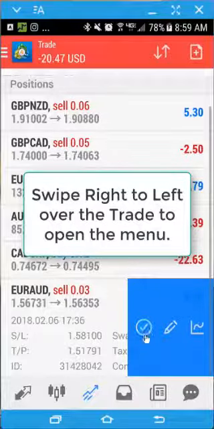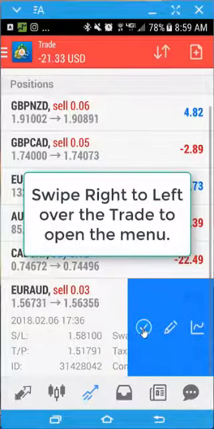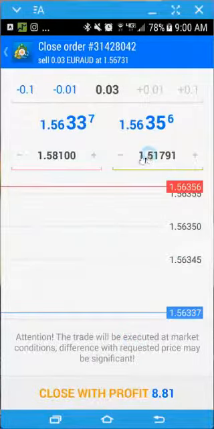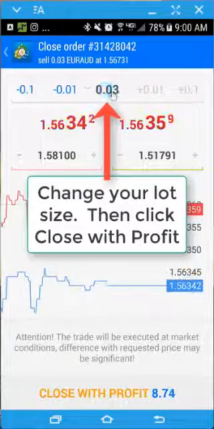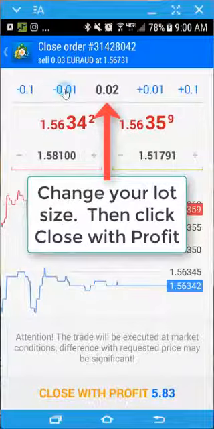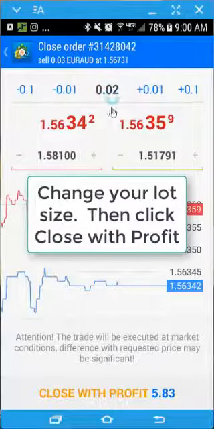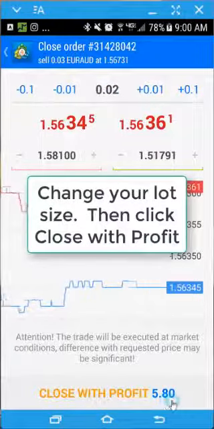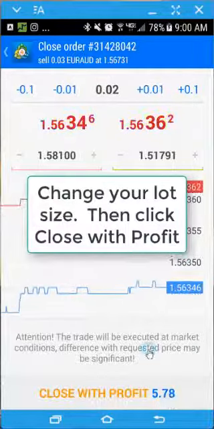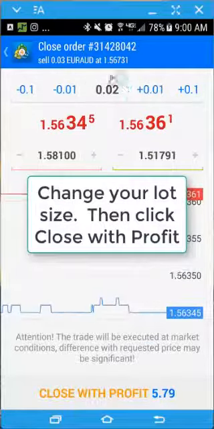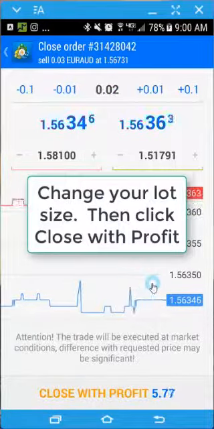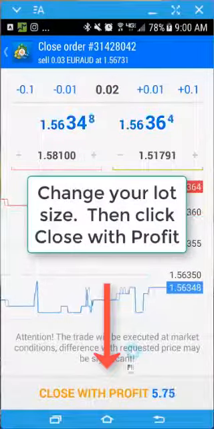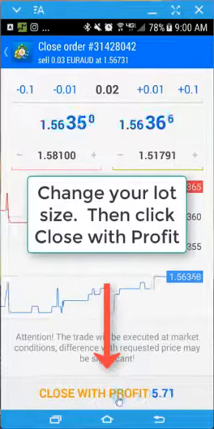The first thing I'm going to do is I'm going to go to the closing. I'm going to go through the motion of closing, right? I'm going to close. Now, instead of just closing with profit straight up, I'm going to change this to 0.02. So now I'm going to close with a profit of 580. So what's going to happen is when I close with 0.02, 0.01 will still be remaining. It will still be active. Okay. So I'm going to go ahead and close this.